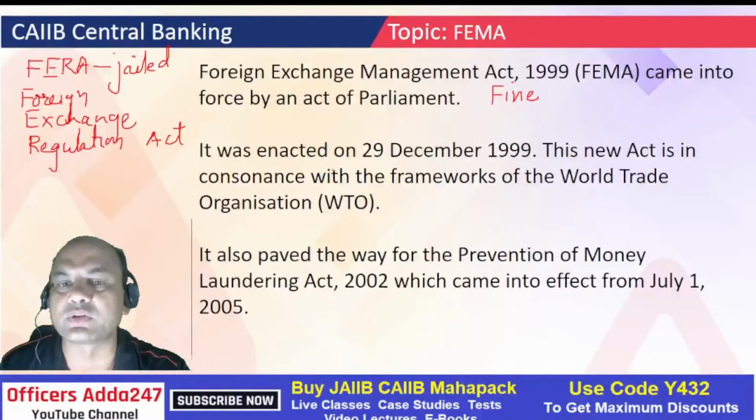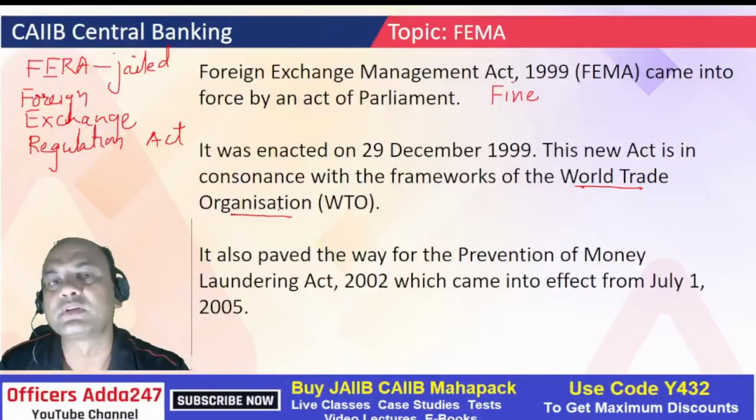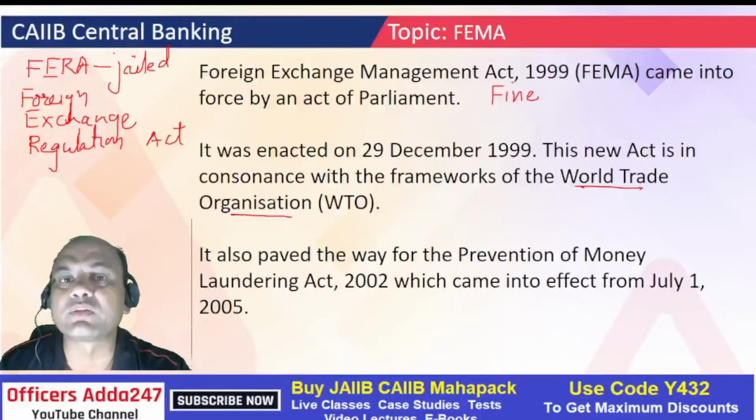The new act is in consonance with the frameworks of WTO. So World Trade Organization has given the guidelines for all the forex related matters, and this is in consonance, means it is in agreement with that. India had signed the GATT. Earlier WTO was called GATT.